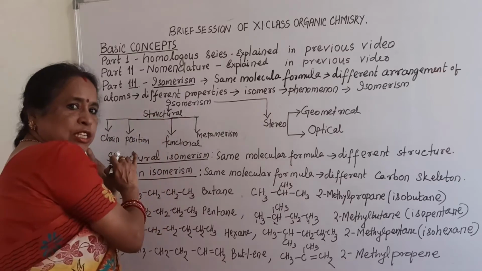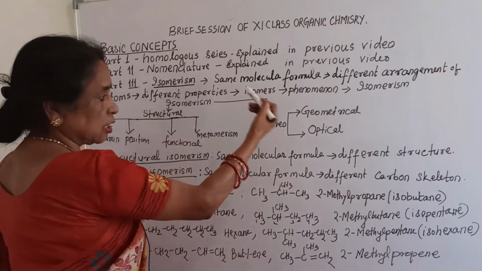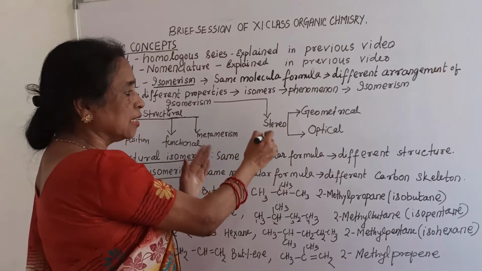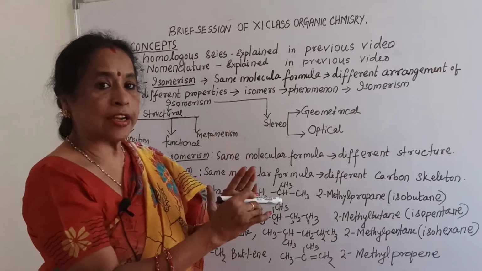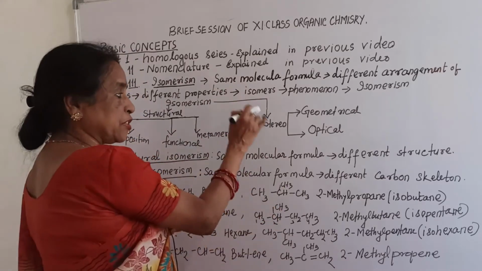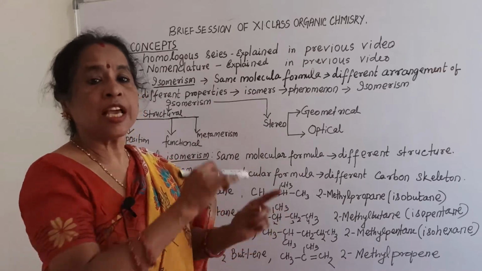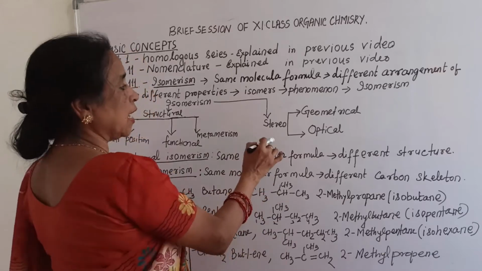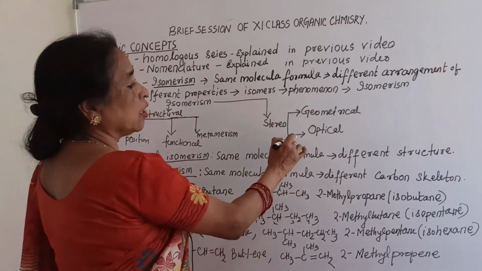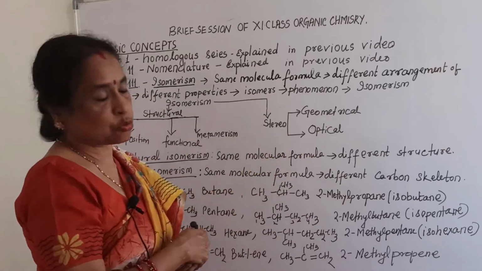There are two types of isomerism: one is structural isomerism, another is stereoisomerism. Stereoisomerism means a different arrangement of atoms in space. They have the same molecular formula but a different arrangement of atoms in space. That is why these are again of two types: one is geometrical isomerism, the other is optical isomerism. In a later class I will explain these.